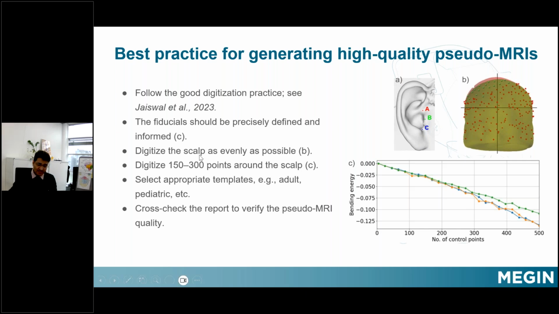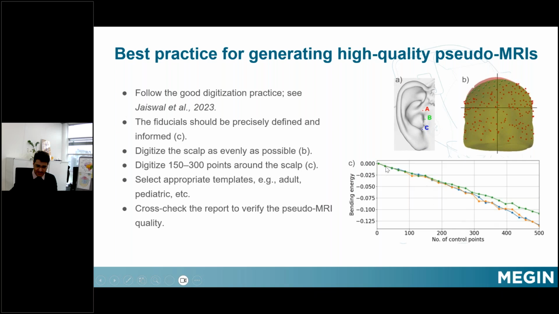Then digitize the scalp as evenly as possible. Here you can see, if we don't have these red points, then it may inflate or deviate from the actual one. If you have, let's say, the green dots, you have a better result. If you don't have the digitization points, it may deviate inward or outward. So this distribution should be even and cover the whole skull.